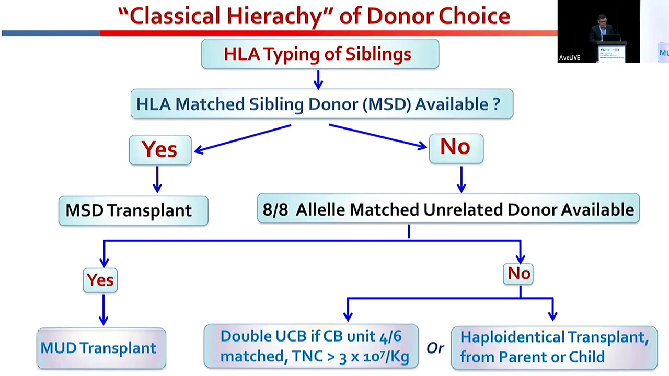So this is the classical hierarchy of the donor choice or donor selection they have been relying on for the last few decades. Most of us prefer to use a matched sibling donor, and having shown what the previous slides, about 70% of patients may not be able to find a donor, and therefore we have to look for alternative sources, including unrelated donor as a first choice, the next choice of option, and the rest we have to rely on either cord or haploidentical donor.